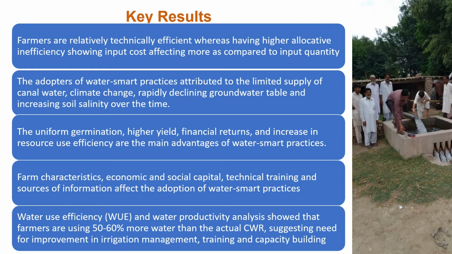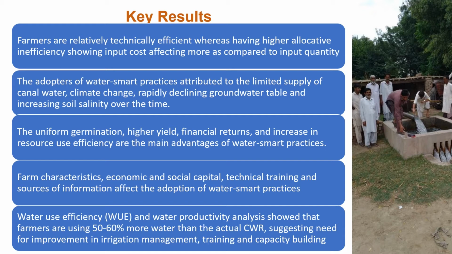The key results of this project are: number one, the farmers are relatively technically efficient, whereas they have a higher allocative inefficiency, which shows input cost affecting more as compared to input quantity. Number two, the adopters of water smart practices attributed it to the limited supply of canal water, climate change, rapidly declining groundwater table, and increasing soil salinity over time. Number three, uniform germination, higher yields, financial returns, and increased resource use efficiencies are the main advantages of water smart practices. Next, farm characteristics, economic and social capital, technical training, and sources of information affect the adoption of water smart practices.